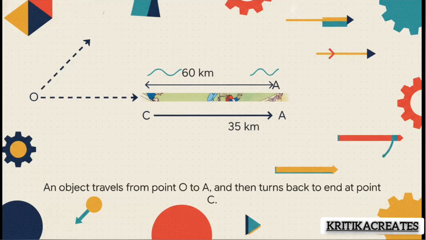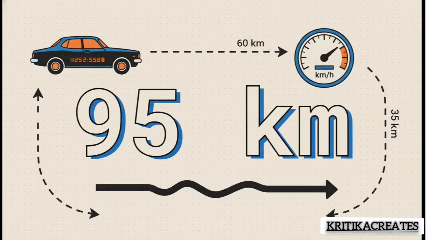Let's make this super clear with an example. Okay, so an object starts at the origin. We'll call it point O. It travels all the way out to point A, a full 60 kilometers away. Then it pulls a U-turn and travels back 35 kilometers, ending up at point C. Let's break down what that really means. If this were a car trip, your odometer, the thing that tracks your total mileage, would tell one story. It would say, hey, you traveled 60 kilometers out plus another 35 kilometers back. That adds up to a grand total of 95 kilometers. In physics, we call this the distance. It's the full, complete path that you covered.